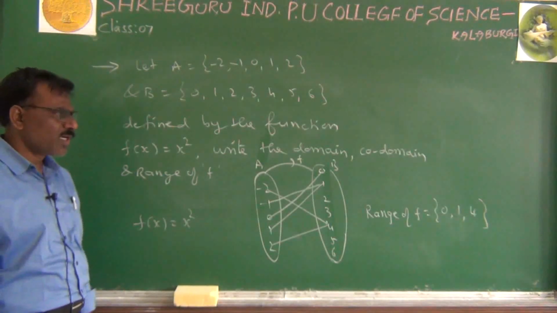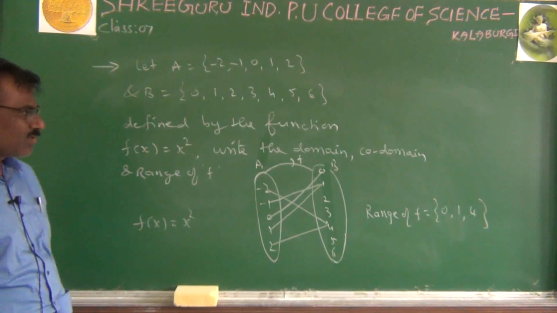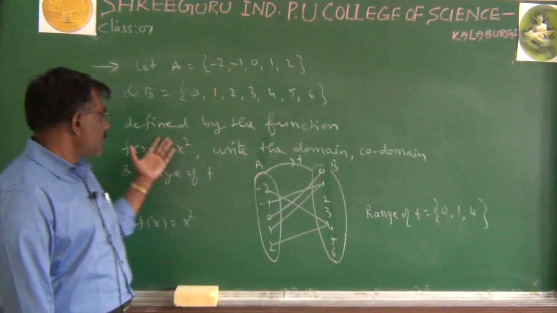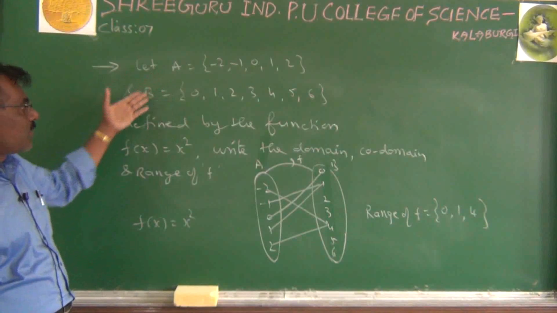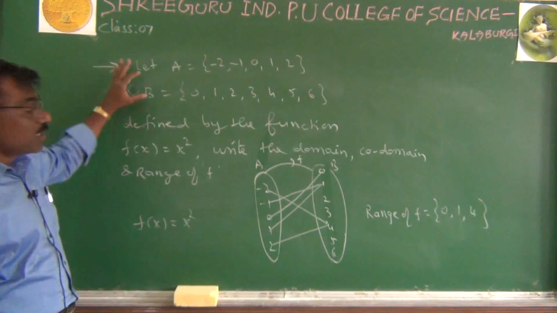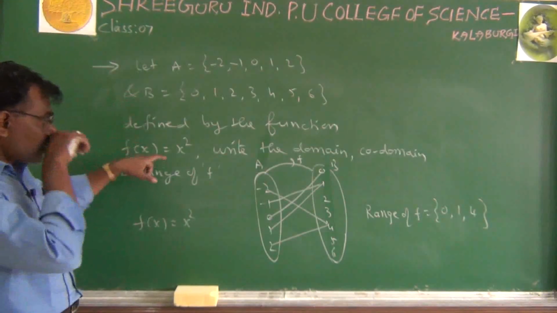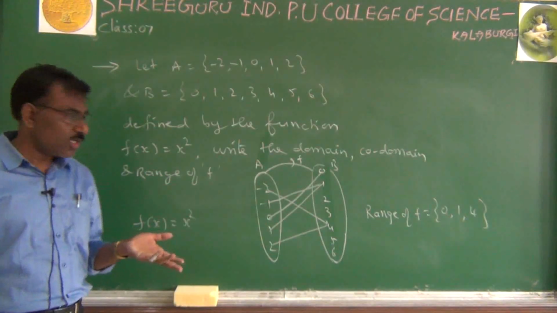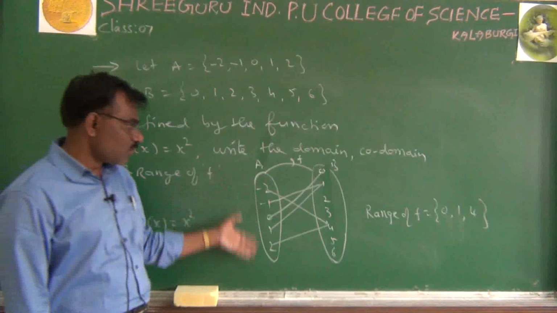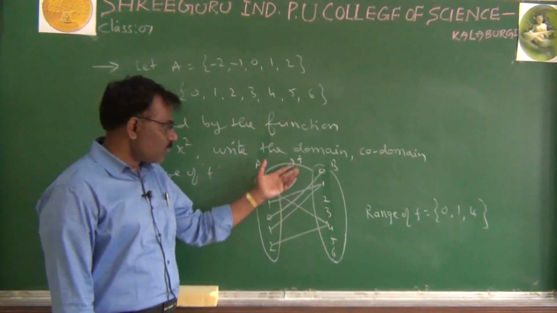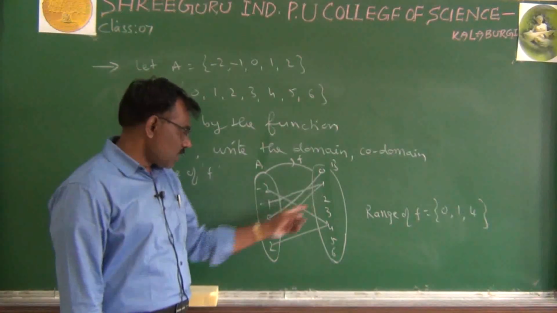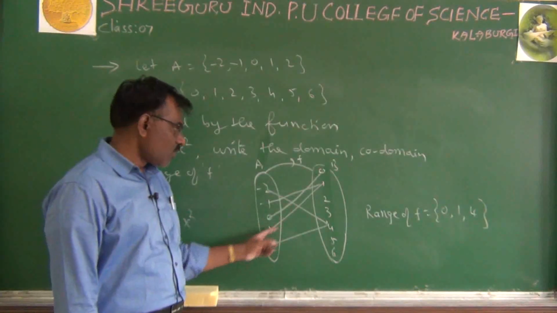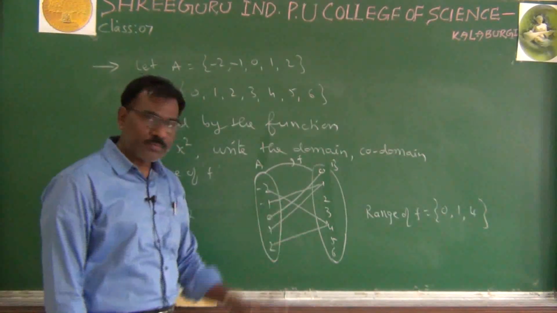Here the most important is called range. The function is defined, set A is given, set B is given, and the function is f of x equals x square. Range means you are substituting the domain and you will get the codomain. So minus 2 gives 4, minus 1 gives 1, 0 gives 0, 1 gives 1, and 2 gives 4.